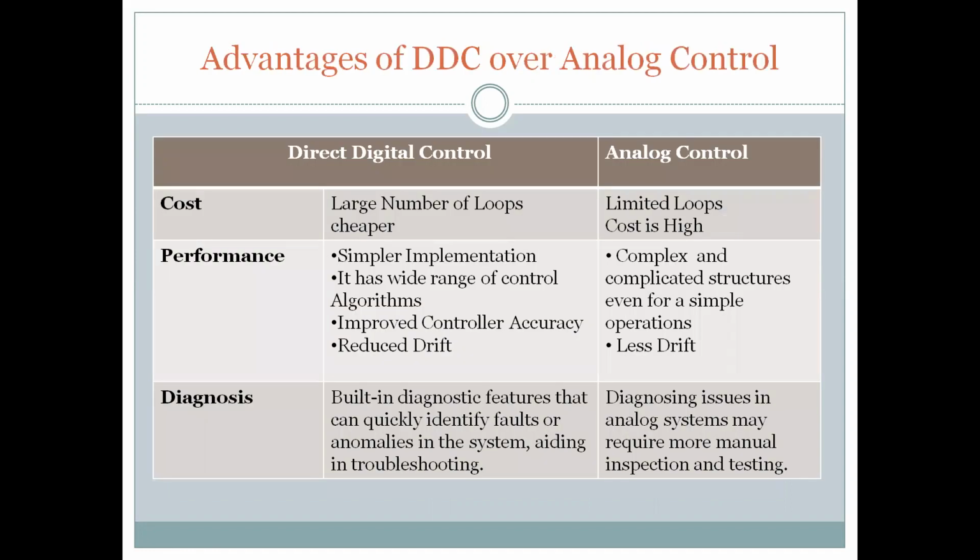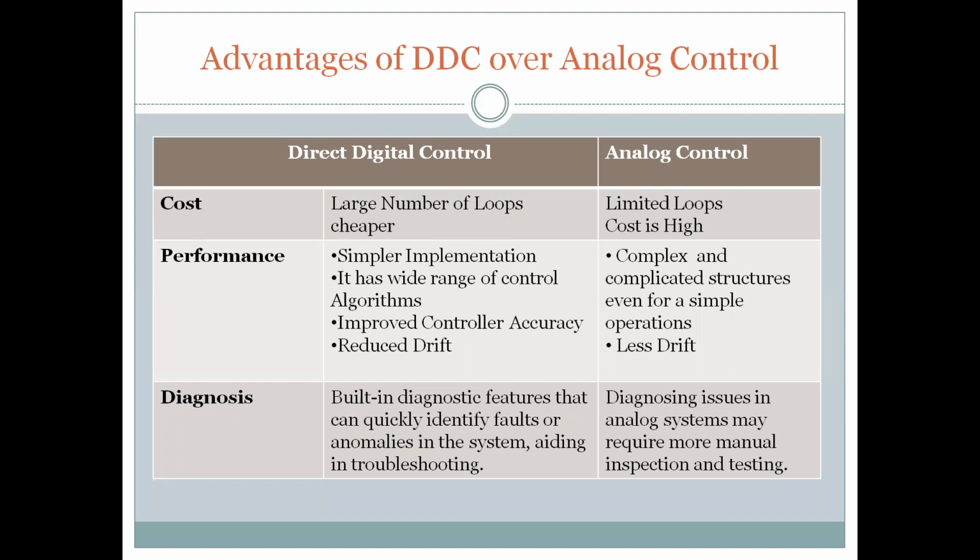So here you can see the advantages of direct digital control over analog control. Coming to the cost, it is cheaper because, as you have seen in the diagram, many control loops are controlled by a single computer. Coming to the performance, since it is digital in nature, the implementation is simpler. It has a wide range of simple control algorithms, whereas in analog control the algorithms are quite complex and complicated. And accuracy is good in digital control when compared to analog control.